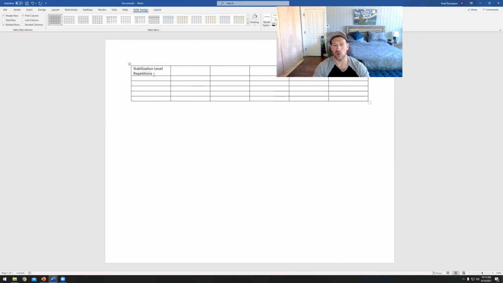Max strength, all about load capacity from high to maximal intensities. The idea here is that you are strengthening your nervous and muscular systems.